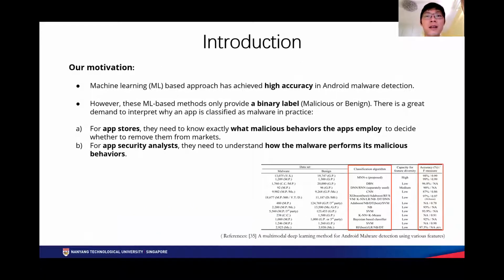First of all, let's look at the table below. We can see that most machine learning-based methods achieve a detection accuracy of more than 90%. We have to say that the detection accuracy is indeed very high. However, all these methods only output a binary label. In some scenarios, this is not enough. People need to know why an app is classified as malware, right?